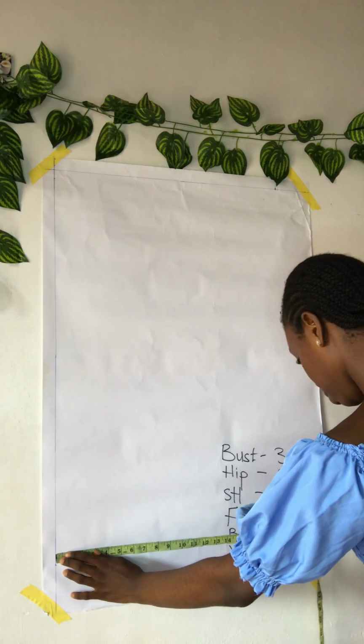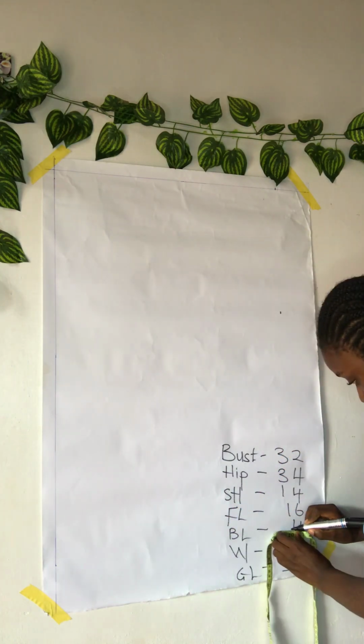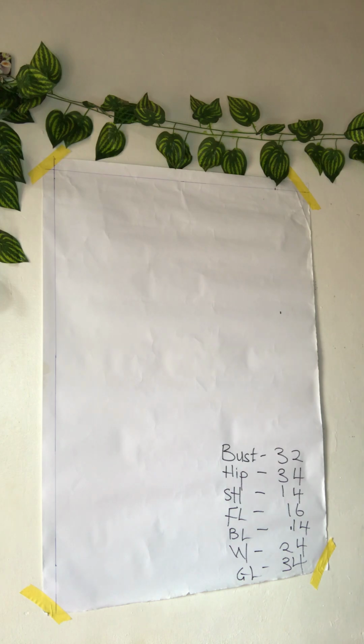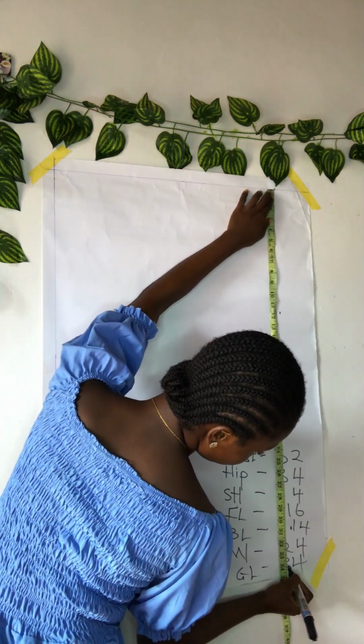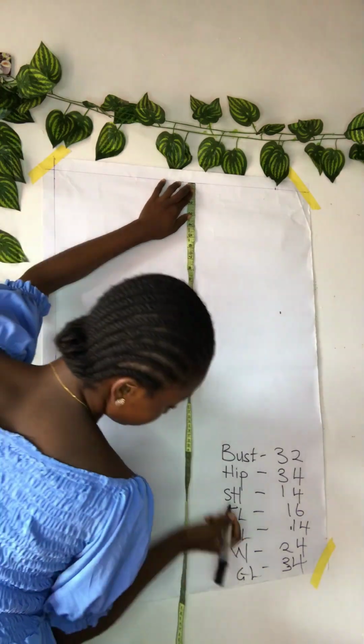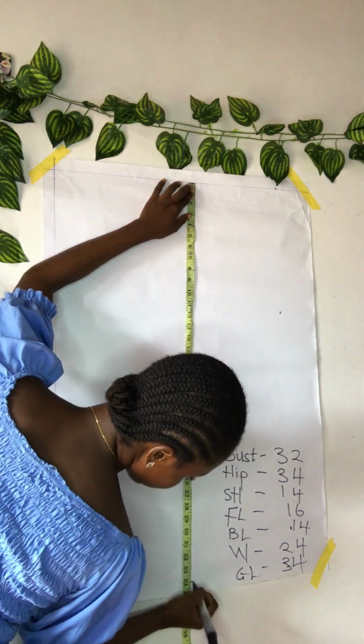So I'm just marking out 20 now because that's the biggest part of my body. So you use the biggest part of your body. If it's your bust, you use your bust. If it's your stomach, you use your stomach. So your biggest circumference, do you get? Your biggest circumference is what you're going to use to do this.